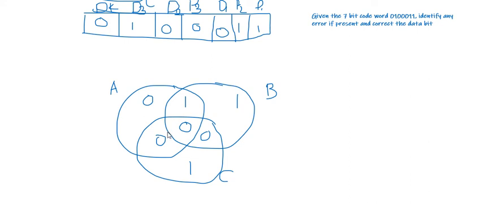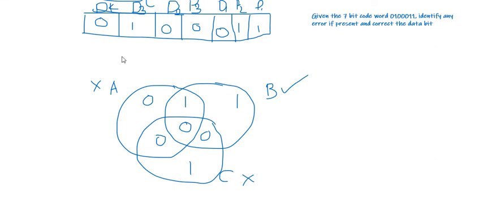Let's check the circles. I'll start from circle C. Because I'm using even parity, I'll maintain an even number of ones in each circle. In circle C, I couldn't see an even number of ones. It's an odd number of ones, so there is something wrong in circle C. Let's figure out the other two circles. Moving to circle A, it also has an odd number of ones, so there is something wrong in circle A. Let's see circle B. It has an even number of ones, so there is no issue with circle B.